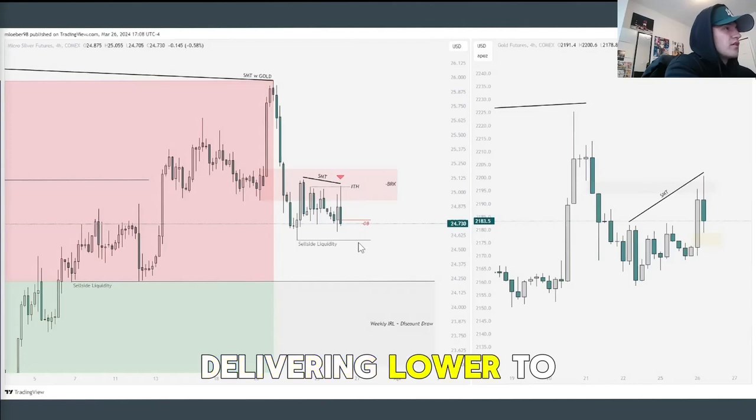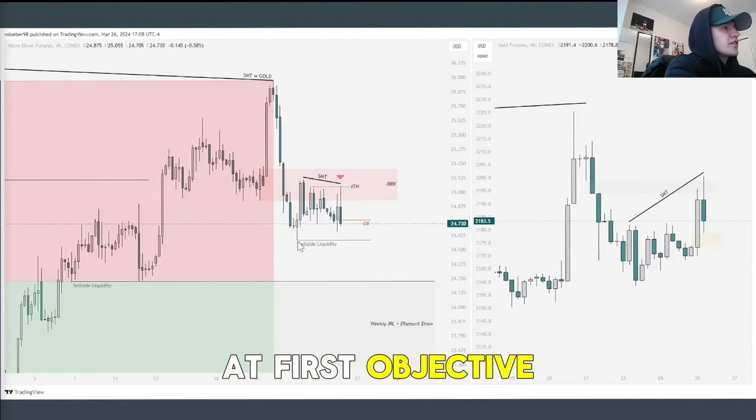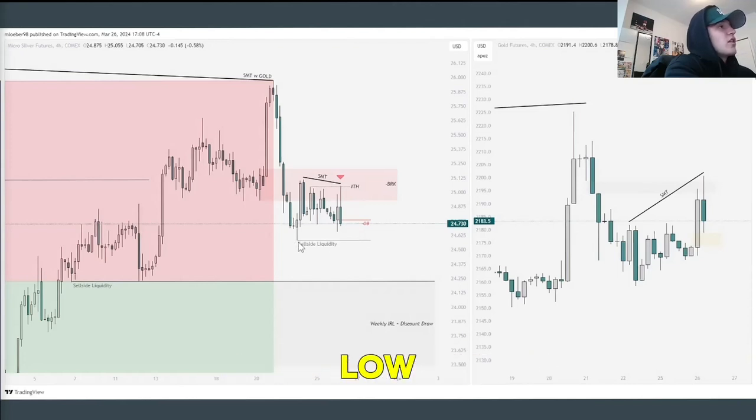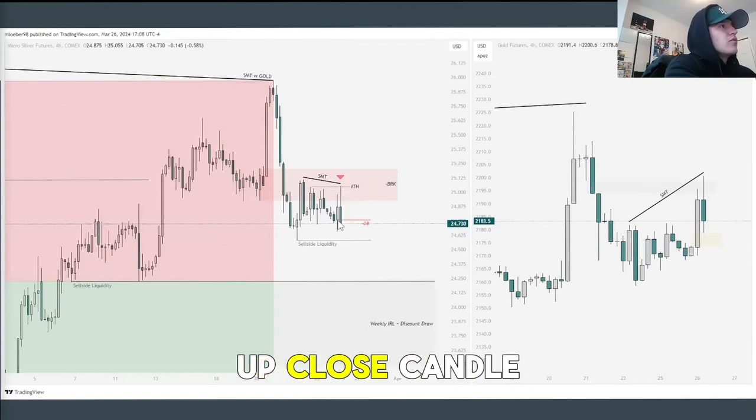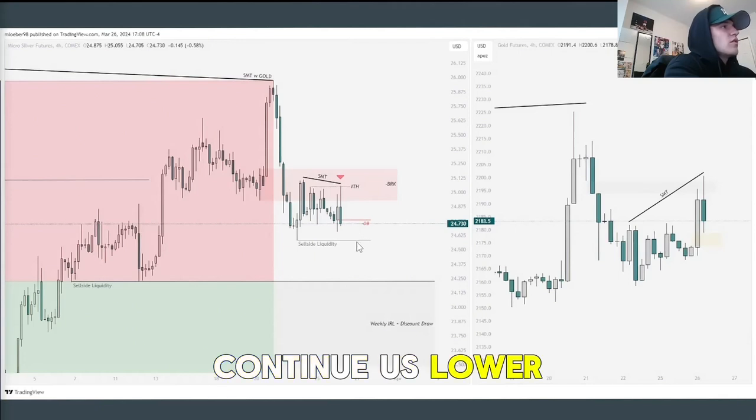So I was anticipating this high to hold, this to be a run on stops, and price to start delivering lower to, at first objective point, this resting low. And on top of that, the 4-hour candle closure closed below this up close candle body. So now I'm also able to use this point in price as an order block to then continue us lower, for this being our first objective point for a partial.